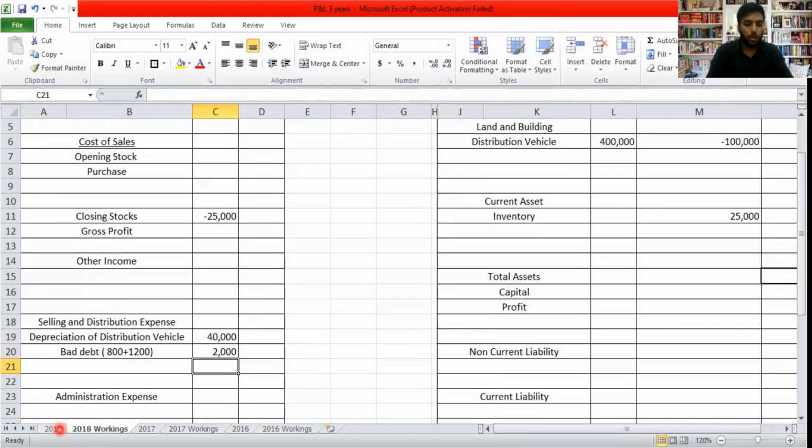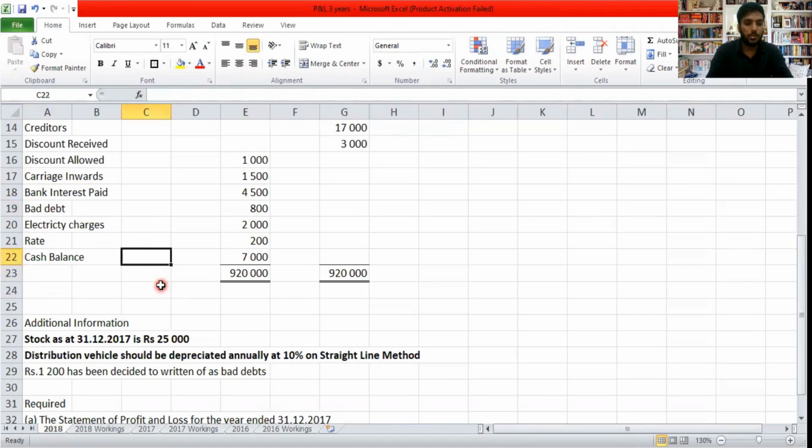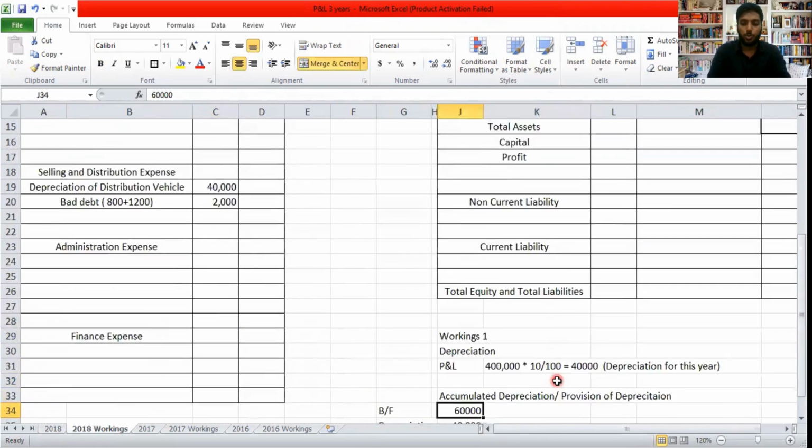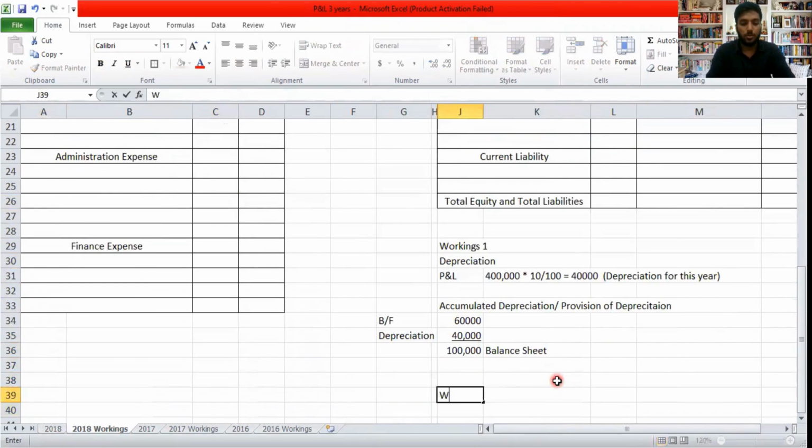So now I'm going to move on to 2018, and I'm going to consider this bad debt I have considered in my books. So 800, I'm done with this. Then I move on to the next part. I'm done with the third adjustment, 1,200. I have a small work to do. I'll move on to my workings. I'm going to show you. Okay, working number 2.